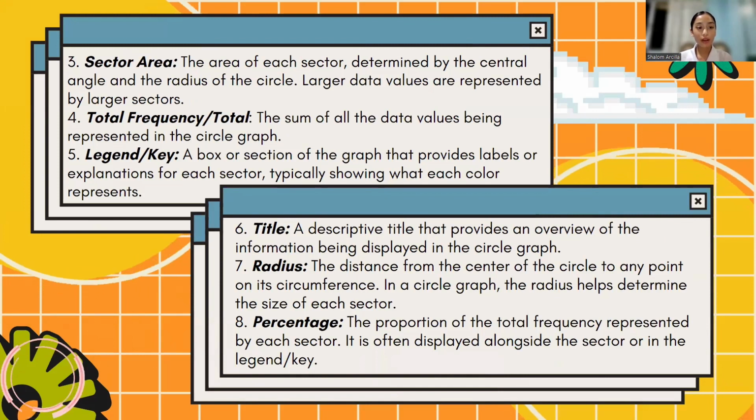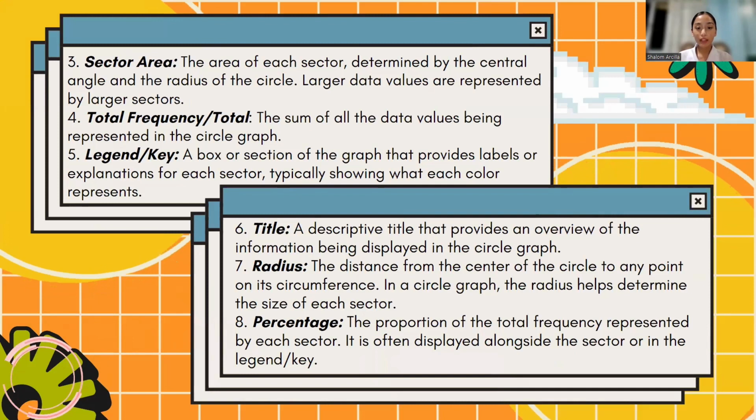Legend or key: a box or section of the graph that provides labels or explanation for each sector, typically showing what each color represents. Title: a descriptive title that provides an overview of the information being displayed in the circle graph.